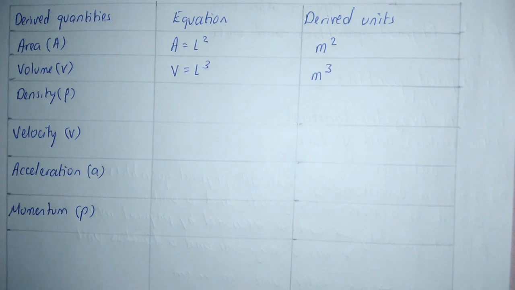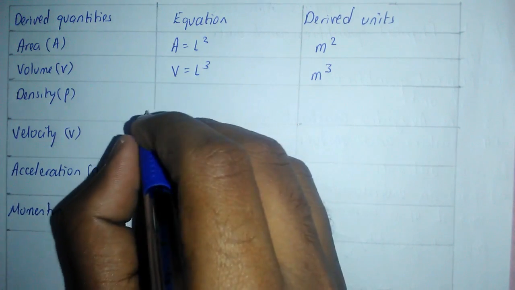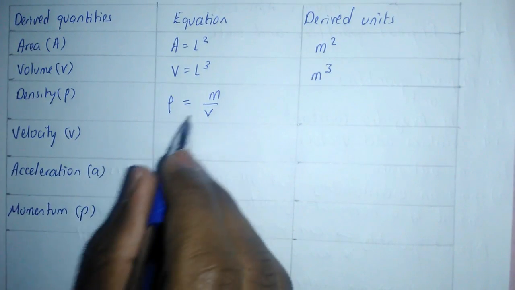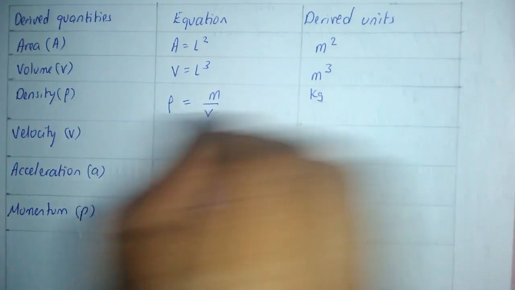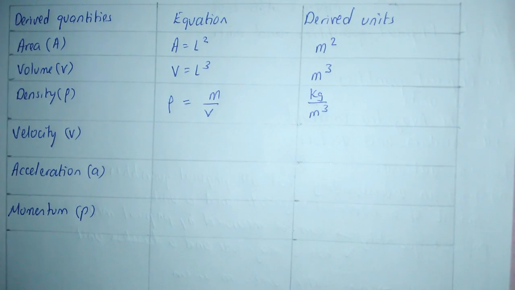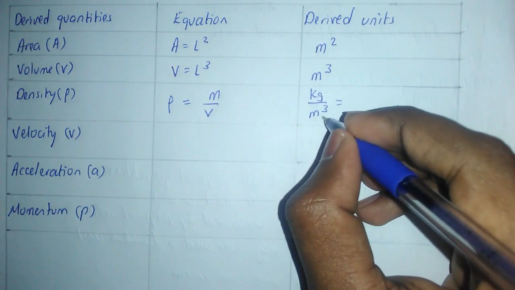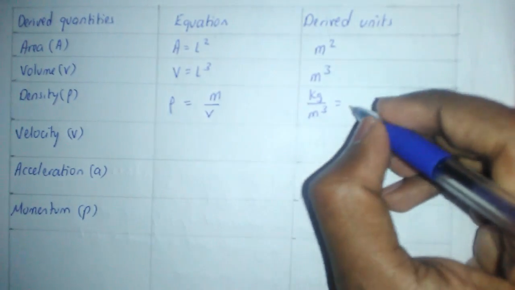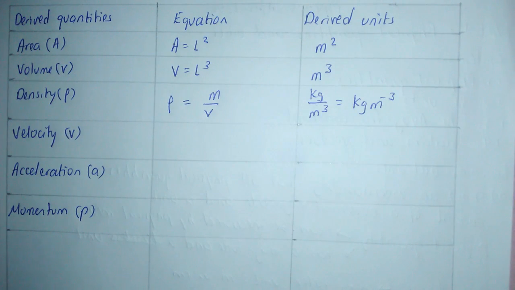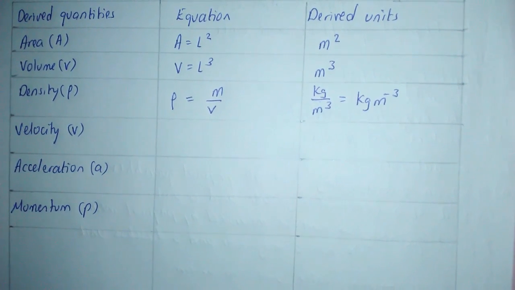Now for density, density is another kind of derived quantity, in which the formula is density equals mass divided by volume. And for mass, the unit is kilogram and the unit for volume is meter cubed. Now in the exponential form, we can just put the meter cubed on the numerator side, and this becomes kg m^-3. Now let's move on to velocity.